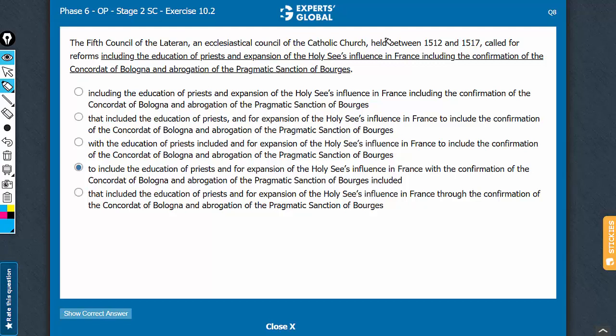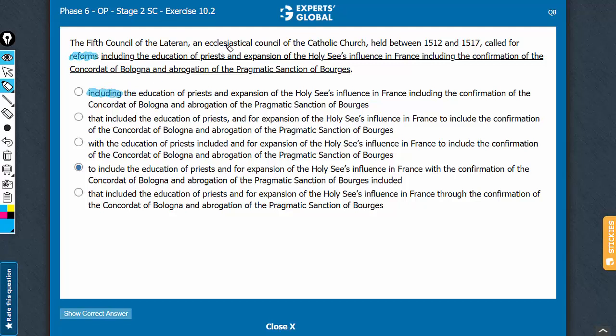The fifth council held between such and such year called for reforms. Reforms including. So see, including is not a verb here. Including is a present participle acting as a noun modifier. So including is modifying reforms here. An active verb is missing here.